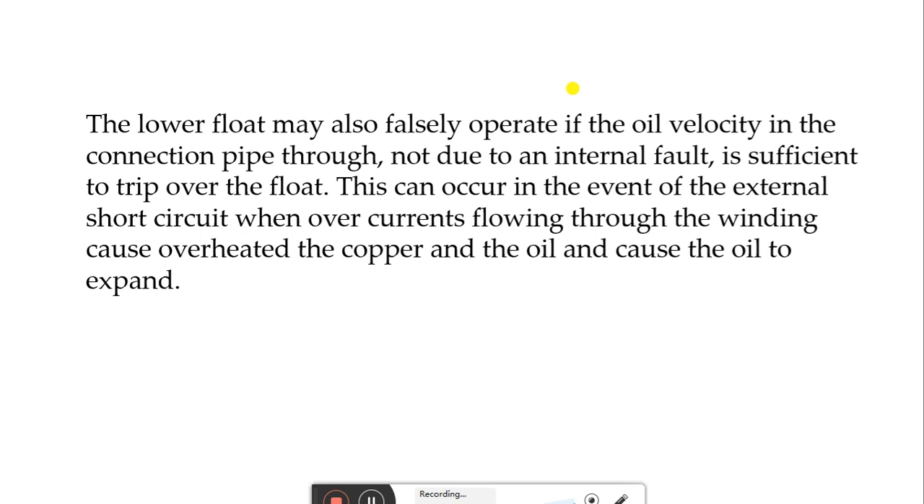So we have discussed the Buchholz relay, its construction, its operation, and the different conditions under which this relay will operate even if there is no fault. So how do we avoid this type of operation? We provide a mechanical locking so that this type of unnecessary operation may be avoided. So for this lecture, this is the end of the Buchholz relay.